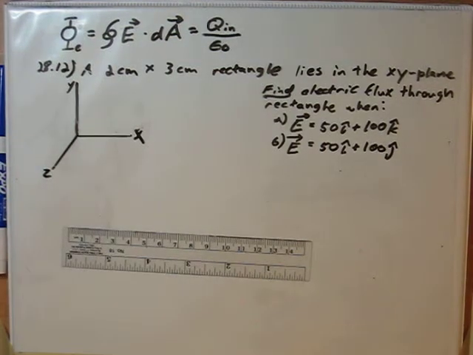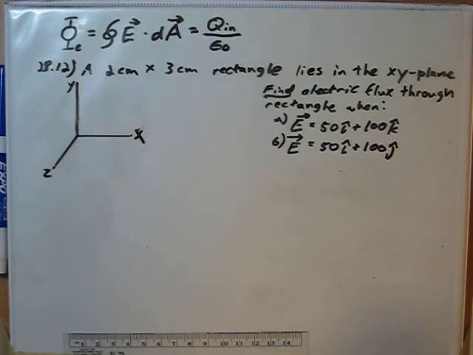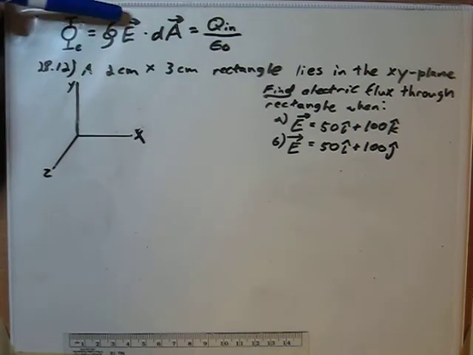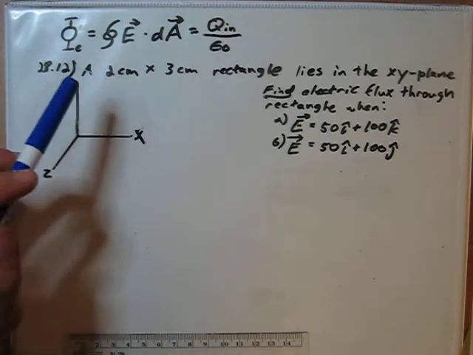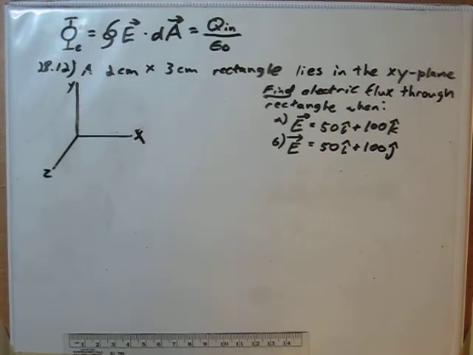Alright, we're doing problem number 12 of chapter 28 of Physics for Scientists and Engineers by Knight, second edition. I think this is a great conceptual problem. It's a good way to break down the left-hand side of Gauss's law and really understand what's happening here with this dot product and our enclosed surface.